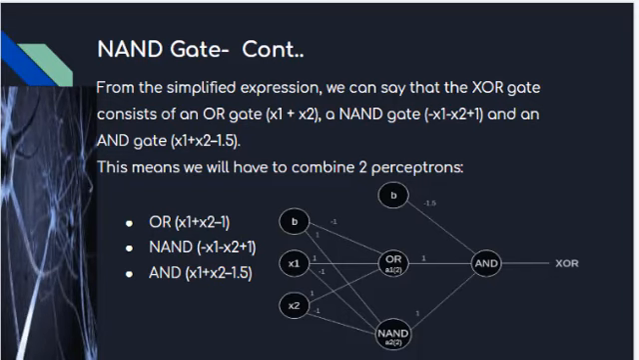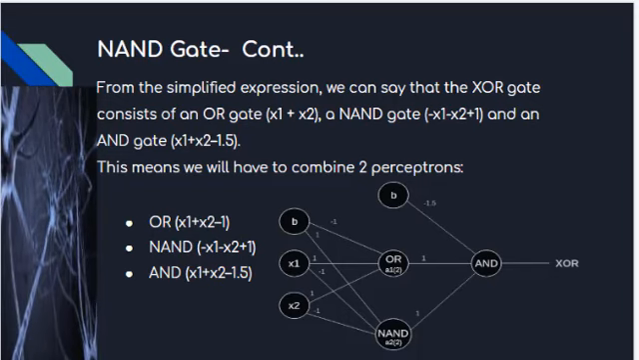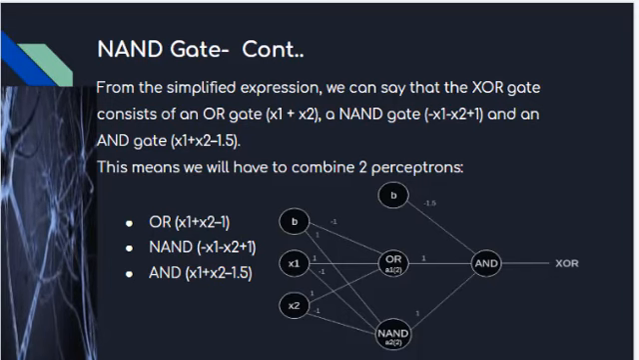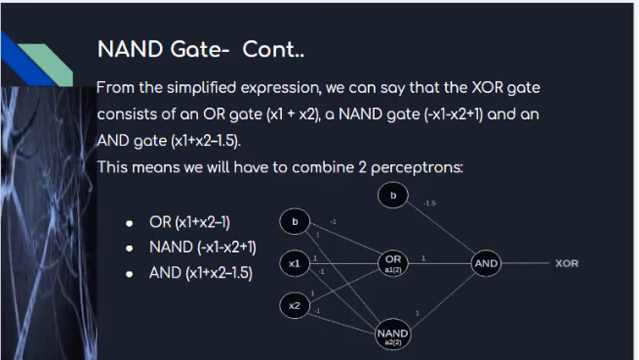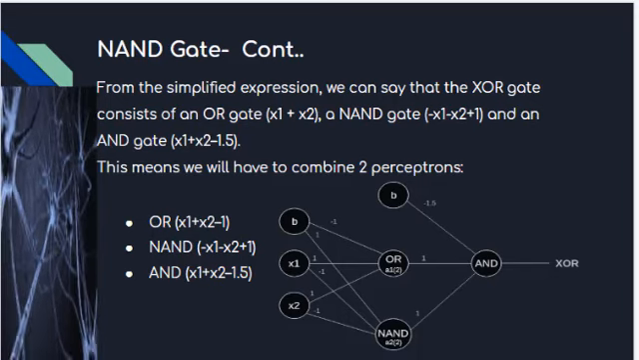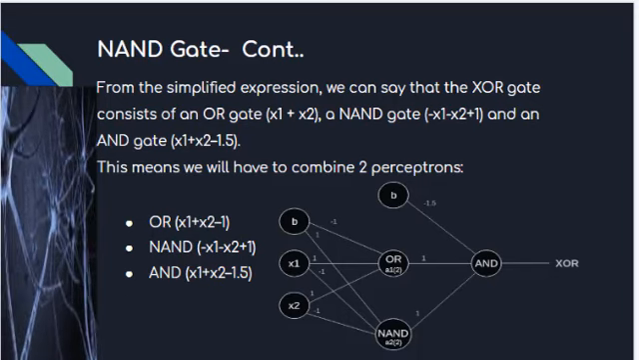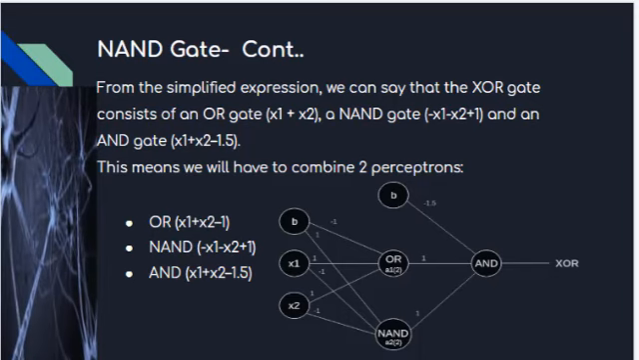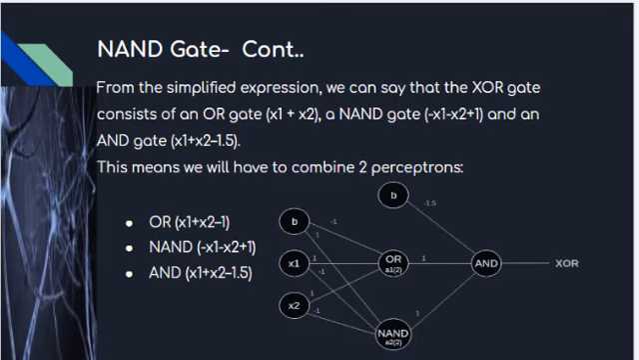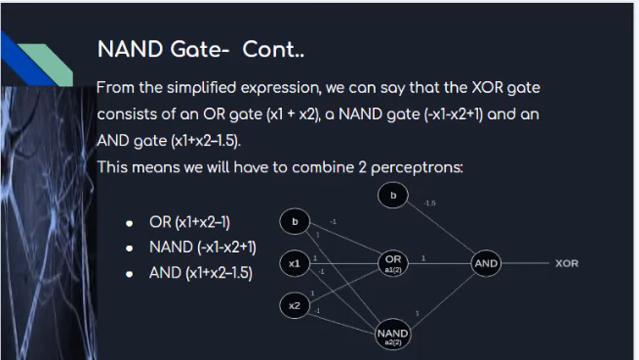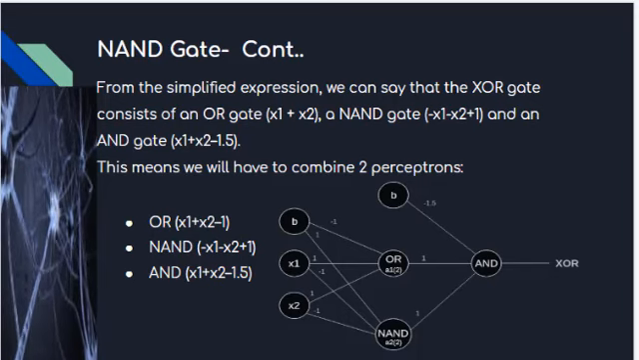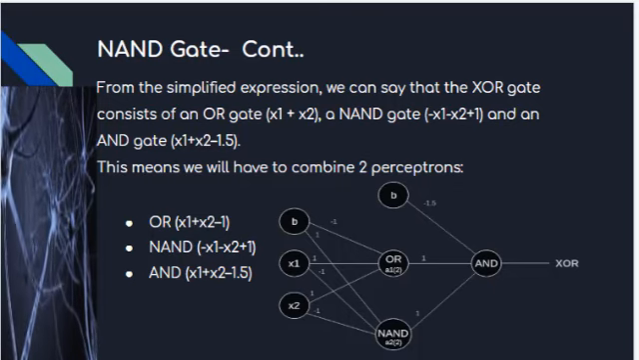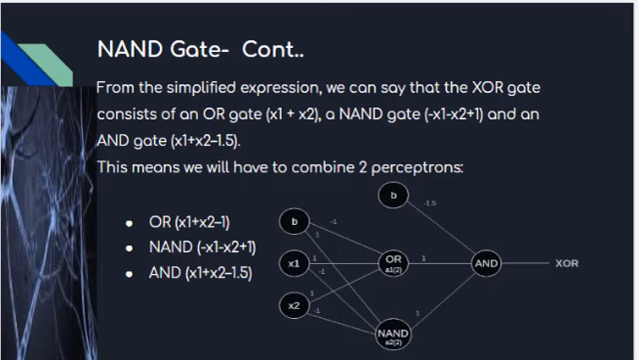So we conclude that to implement the XOR gate, we implement the OR gate, NAND gate and AND gate into a single network. So the implementation of the XOR gate needs a multi-layer perceptron. From this diagram, there are 3 layers. The first layer is the input layer, the second layer is the hidden layer, and the third layer is the output layer.